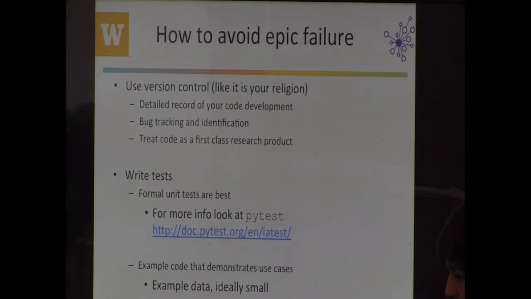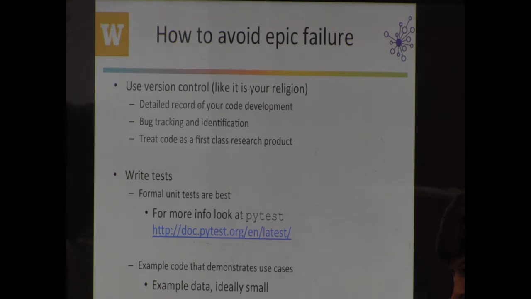All right, so let's turn now to things that you can do, and I think you're doing many of these. Use version control, and I don't mean like casually use version control. I mean it like you're an observant version control religious person. It's your detailed record of code development. I'm sure somebody already gave you this spiel, but I'll do it again because it's that important. It's your record of your code development. It will help you track and find and fix bugs.